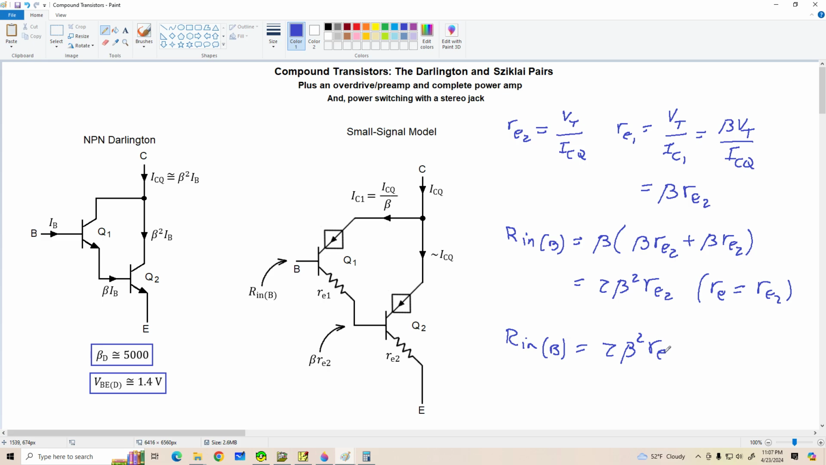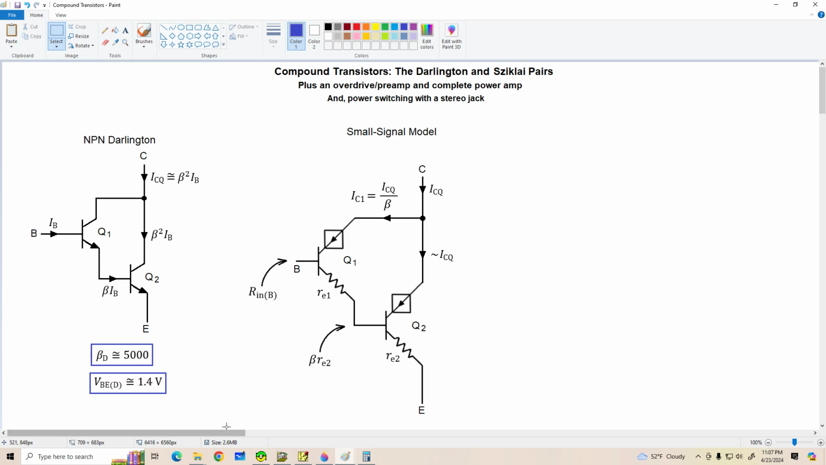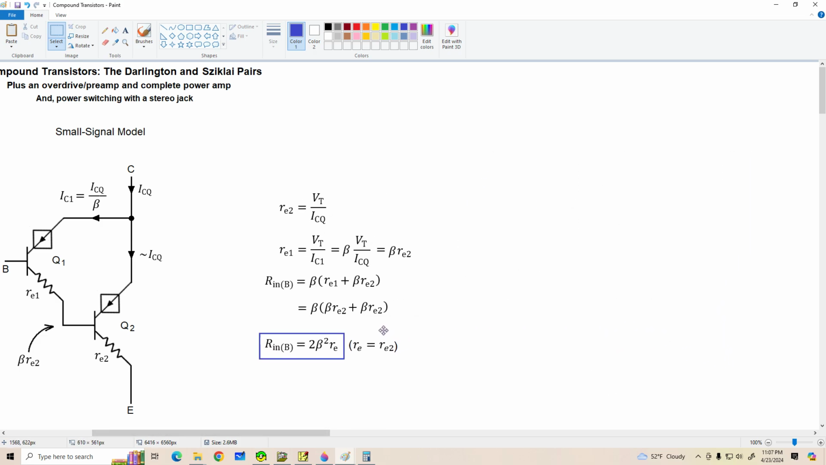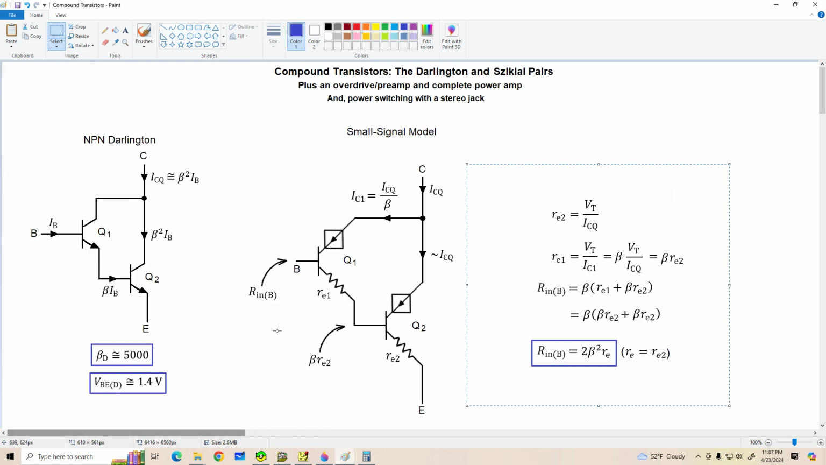All right, and as usual, I've written these equations in a nice form over here for you guys. So let me drag that over, and you'll have something nice to look at. So here we go, and there we are. And as another popular electronics YouTuber would say, and Bob's your uncle. Okay, so there we are.